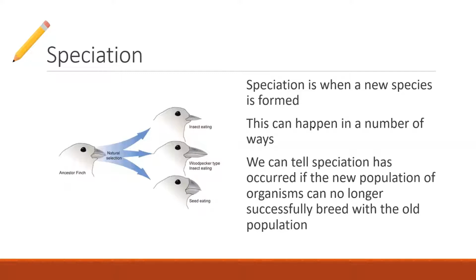So we talked about speciation. Speciation is when a new species is formed, but this can happen in a number of ways, and we talked about some of those ways. We can tell speciation occurs when a new population of organisms can no longer successfully breed with the old population. You can even say they can breed, but they don't produce offspring that can then breed. So a mandarin orange hybrid might be good, but it might not be able to then breed and make new mandarin orange trees and so on and so forth.